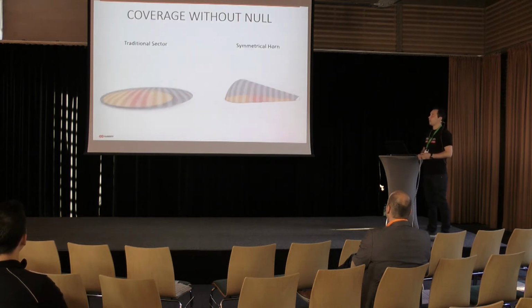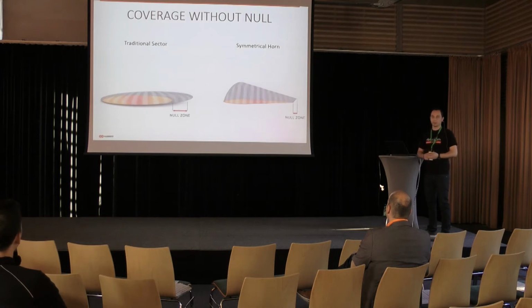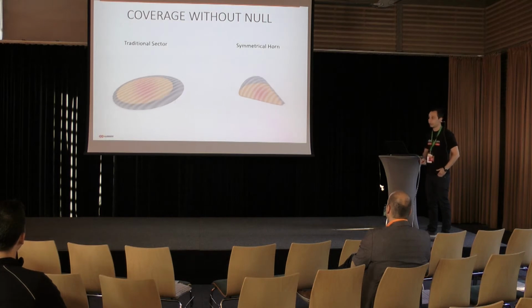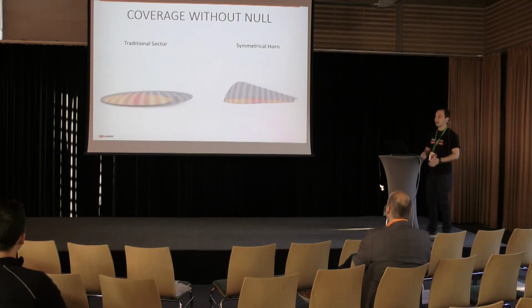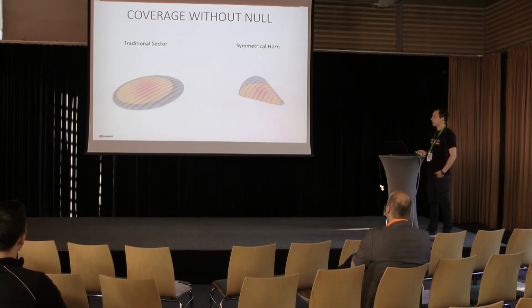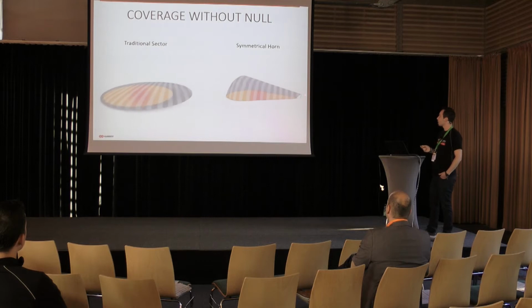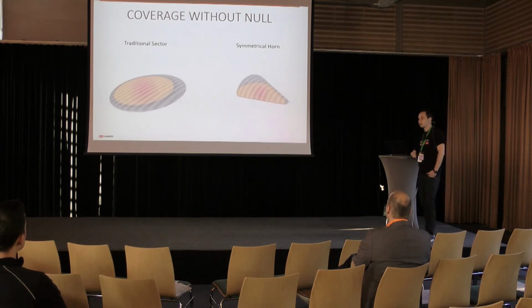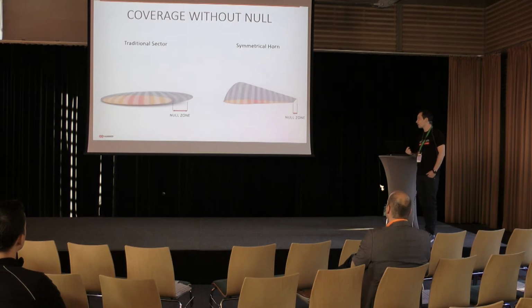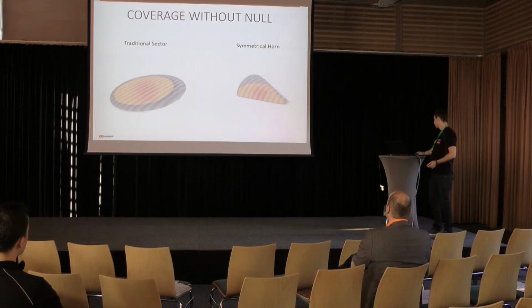These antennas bring you many advantages compared to the traditional sector antennas. So first, a huge advantage is the coverage without null zone. With traditional sector antennas, you have a null zone of approximately 400 meters, whilst on the other hand, with symmetrical horns, you have a null zone of only 20 meters. That means even when you have close clients to your AP, you are able to connect them with the same access point, which is not possible with traditional sector antennas.